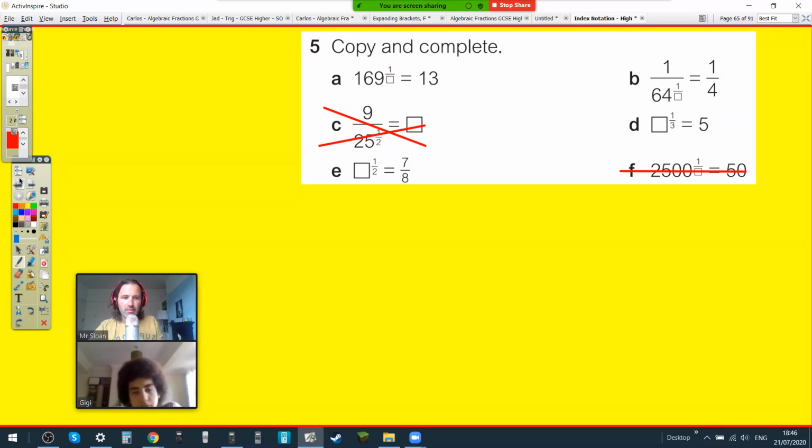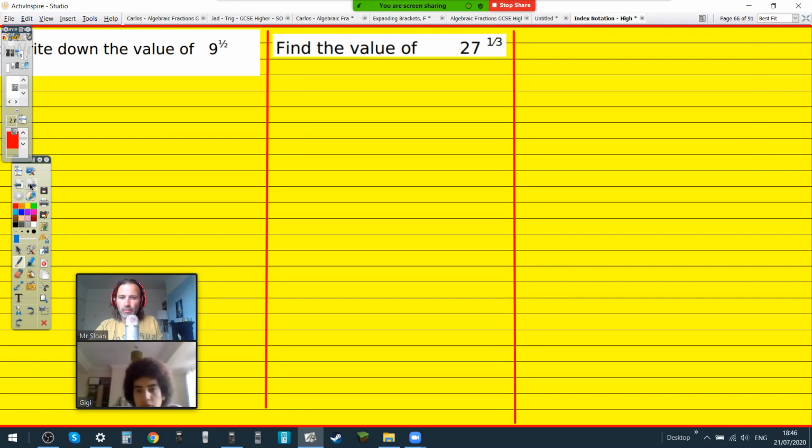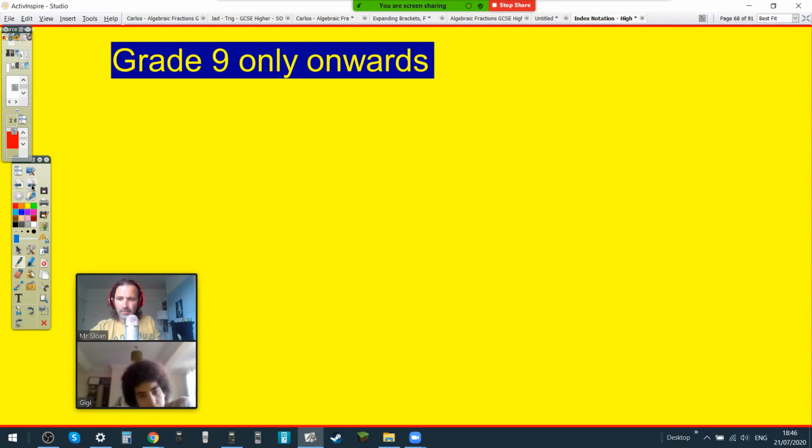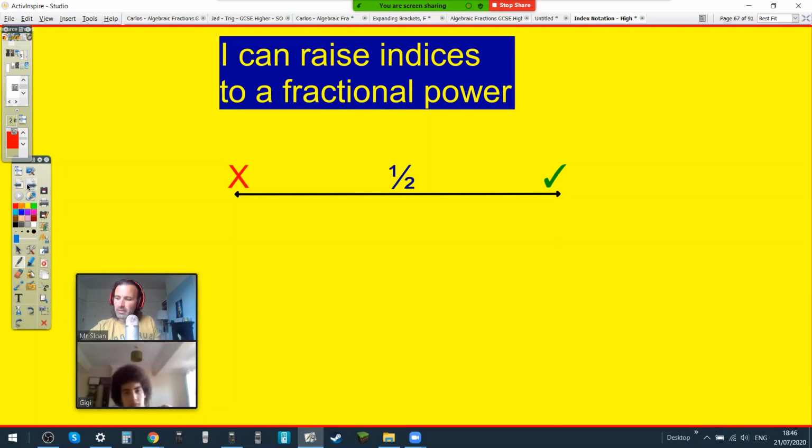Okay, exam questions. Right, the value of. It would be a square root of 9, which is 3. It would be cube root of 27, which is also 3. Yep. Okay, fractional powers.